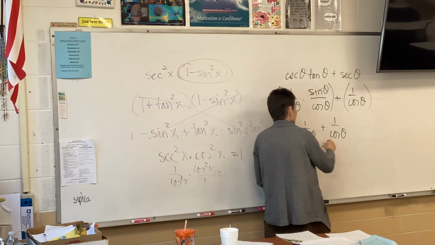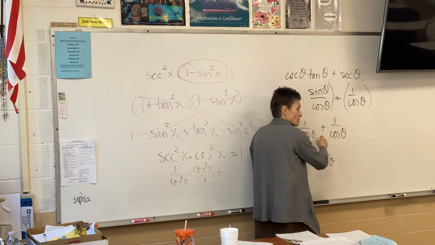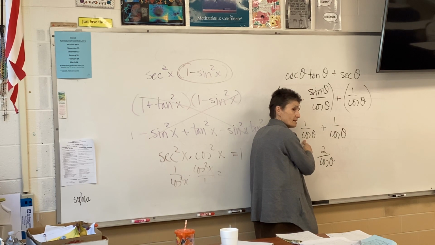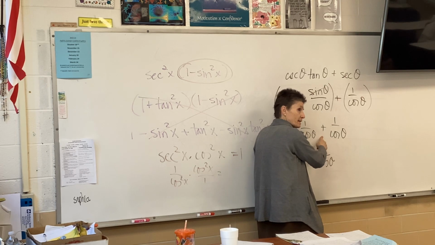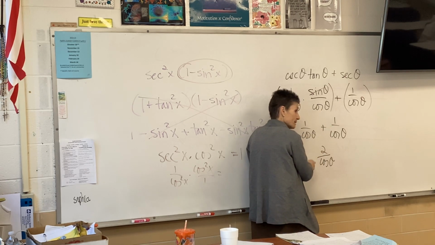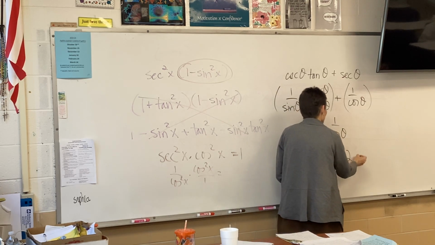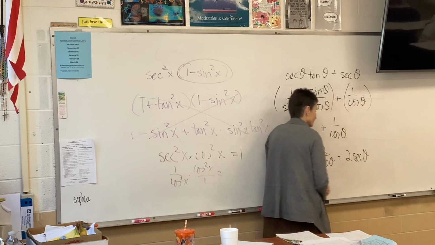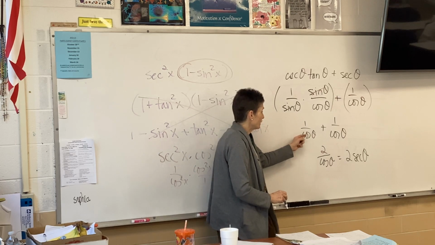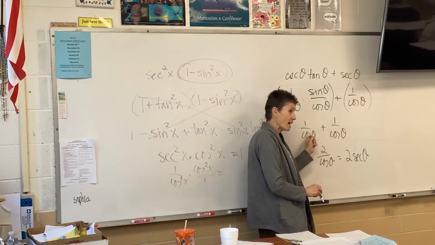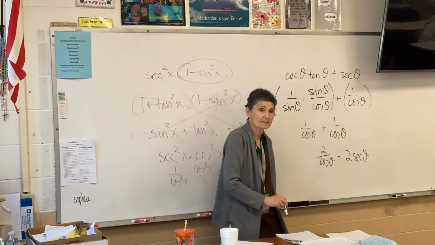But this 1 over cosine thing, what are those the same as? 1 over cosine is the same as secant. So this is a secant and another secant. So you can either write it this way, or you can write it this way. This is secant, and this is secant, and I'm adding them together. So secant plus secant.